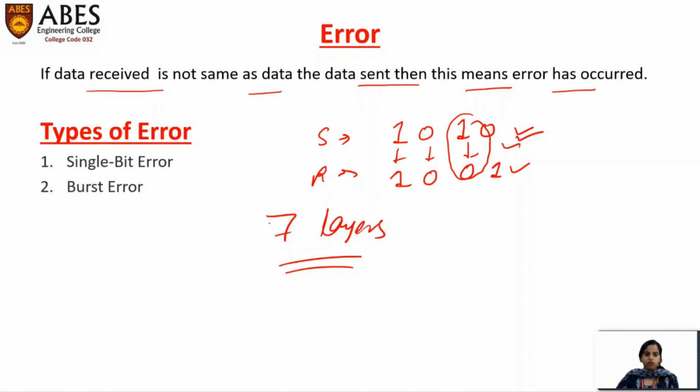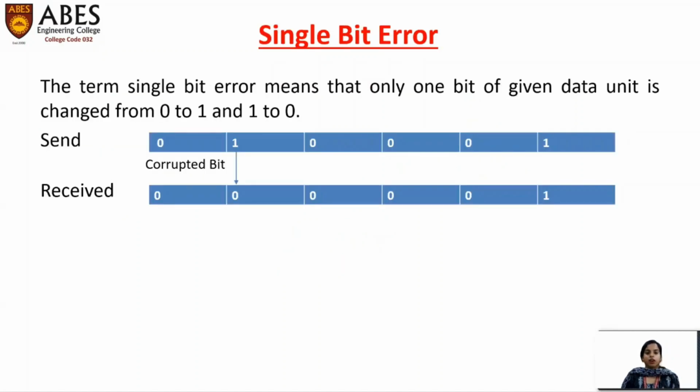Now moving forward, types of error. Basically we have 2 types of error: single bit error and burst error. We'll discuss these types of error. Now, what is single bit error? The term single bit error means that only one bit of the given data unit is changed from 0 to 1 or 1 to 0.